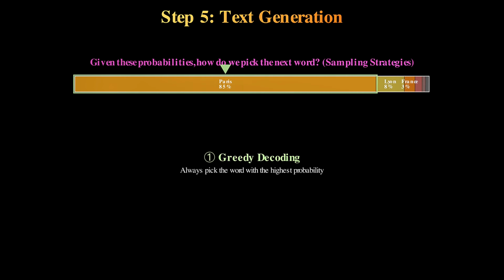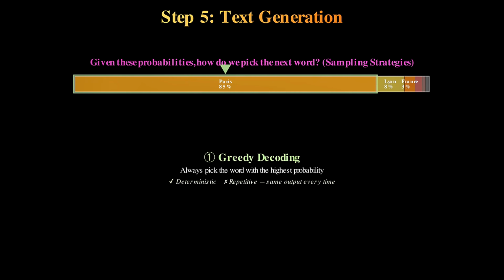We can visualize this as a probability distribution, like a spinner, where each word takes up space proportional to its probability. Paris dominates the spinner. But how does the model sample from this distribution? There are several strategies. Greedy decoding simply picks the highest probability word every time. It's fast and deterministic, but can be repetitive.